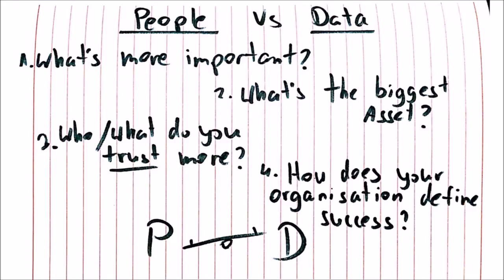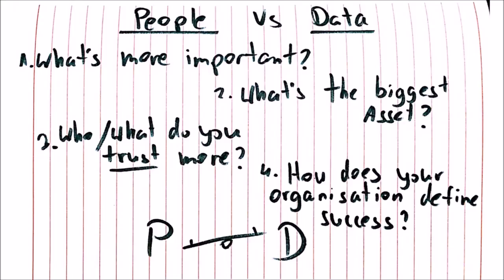What's more important to your organization, people or data? Okay, I assume you have an answer for that. Second question is, what's the biggest asset of your organization? Is it more people or is it more data? Okay, I'm sure you've given an answer to yourselves. Let's go to the third point. Who or what do you trust more? Do you trust people more or do you trust data more? Okay, now let's go to the last one. How does your organization define success? By looking at a person or group of people, or by looking at data, your shares, your financial results? How do they declare what success is?